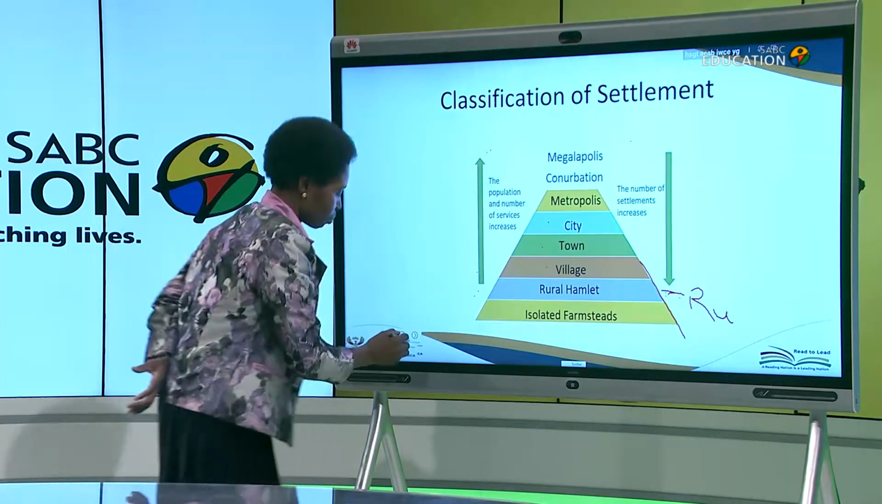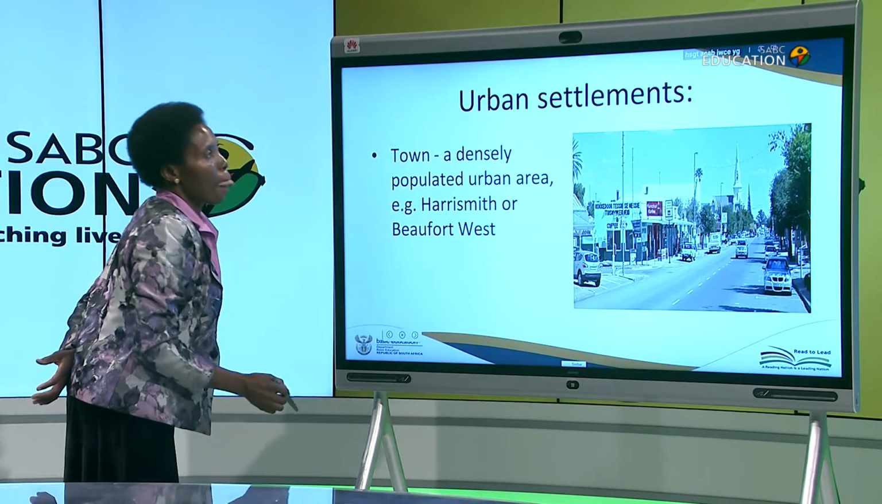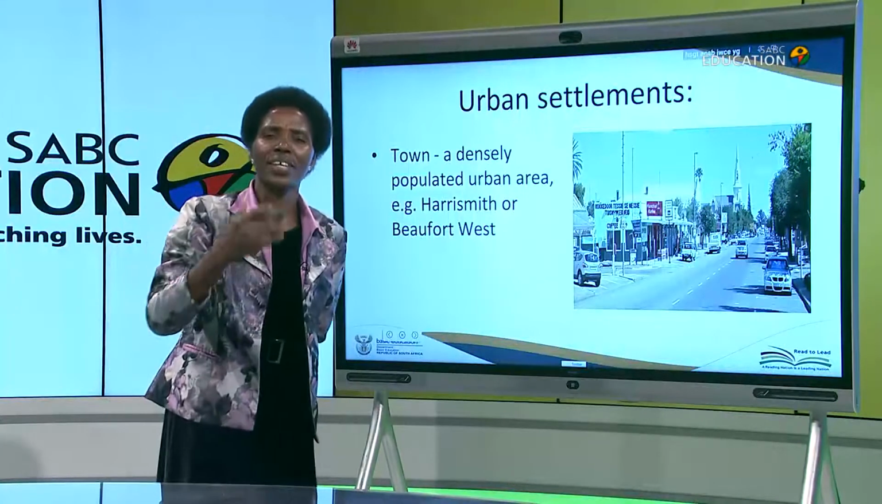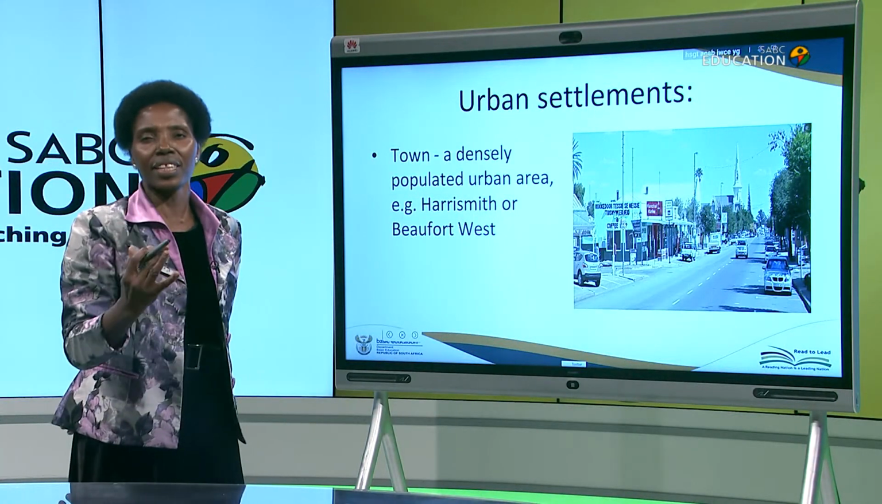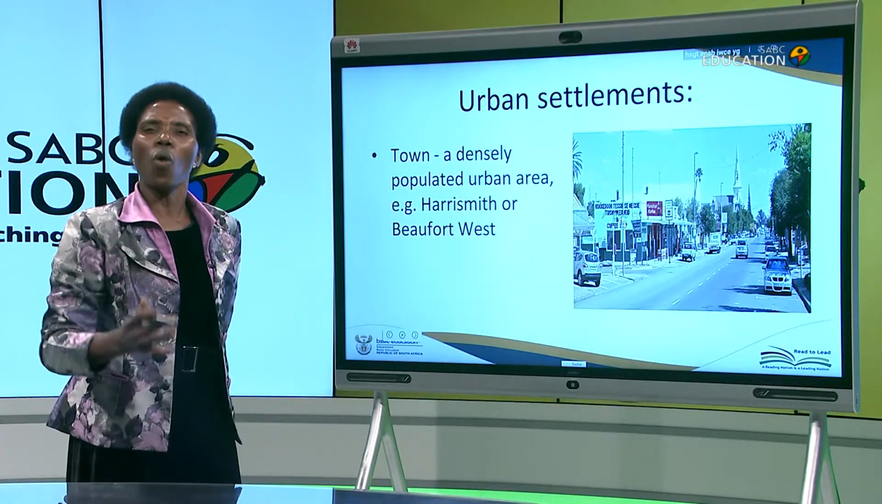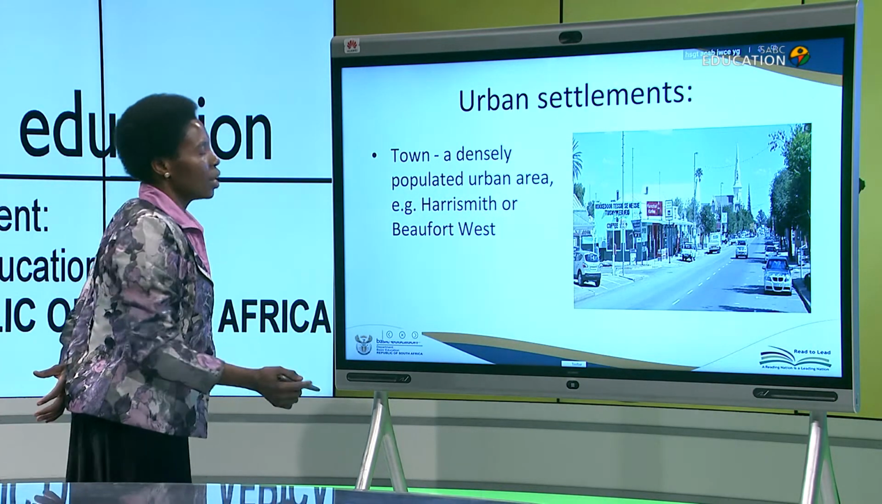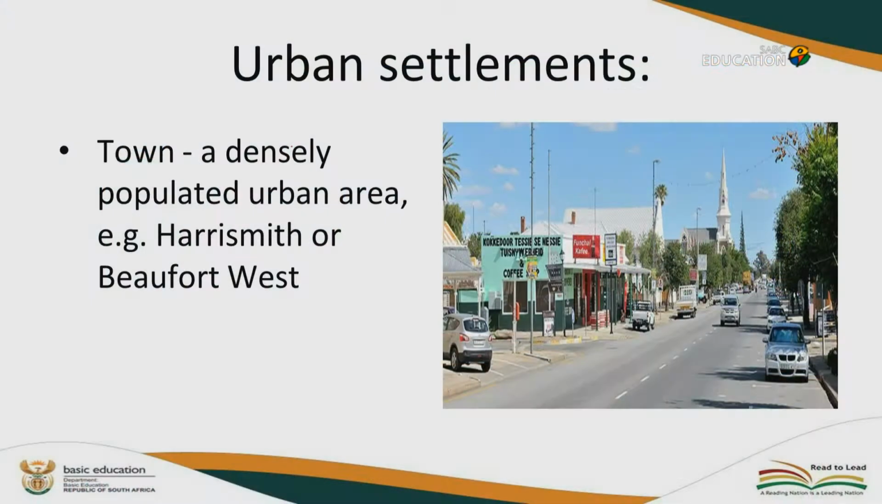Okay, let us look at the definition of settlement, because it's very important for you to identify it and know it exactly. When I'm talking about a town, what does a town look like? So that's what we are going to look at now. Let us look at this one. It is a town. How do we define a town? A town is a densely populated urban area. And I gave an example of Harrismith or Beaufort West.